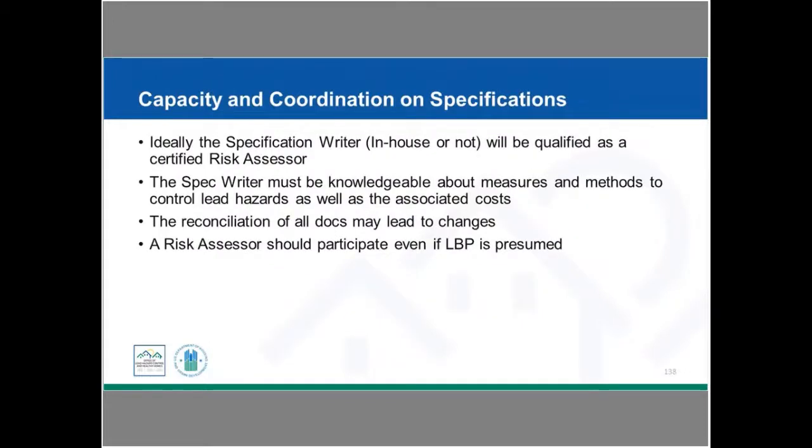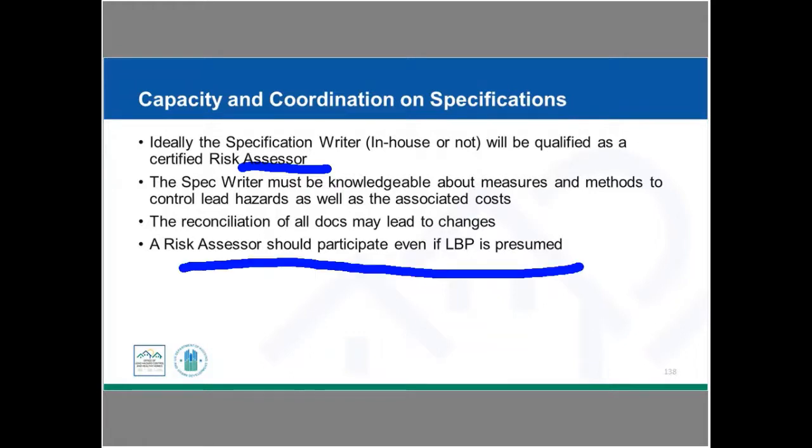Grantees need to ensure that the person writing the specifications has the capacity or hires a risk assessor to write certain sections of the work write-up to meet HUD and EPA requirements. So again, remember we said ideally your specification writer would be a certified risk assessor. They need to be aware of the methods of lead hazard control as well as the costs. And you should also include a risk assessor if you're doing presumption.